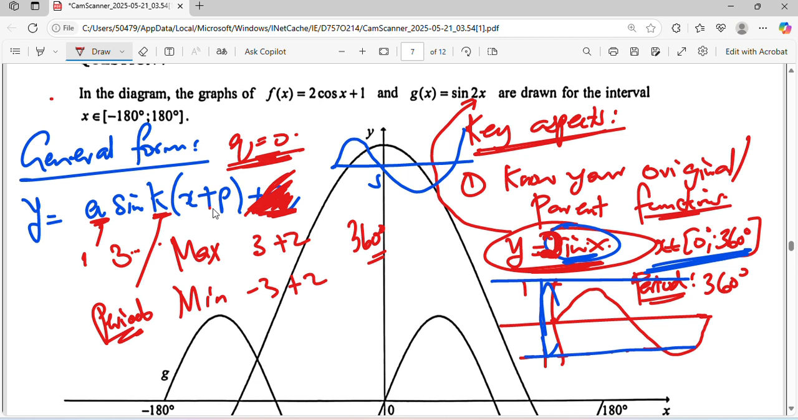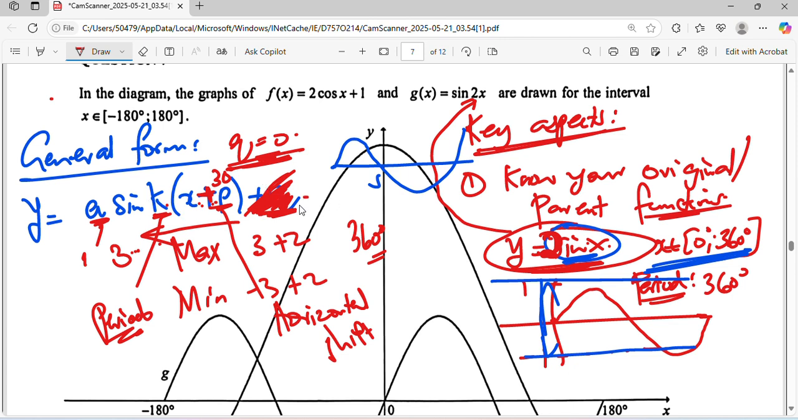Okay, and then the plus p here, this is a horizontal shift. If you have x plus 30 degrees here, that means your graph is shifting 30 degrees where? To the left. If you have plus, you go to the left. If you have minus, you go to the right. Okay, you must know that.